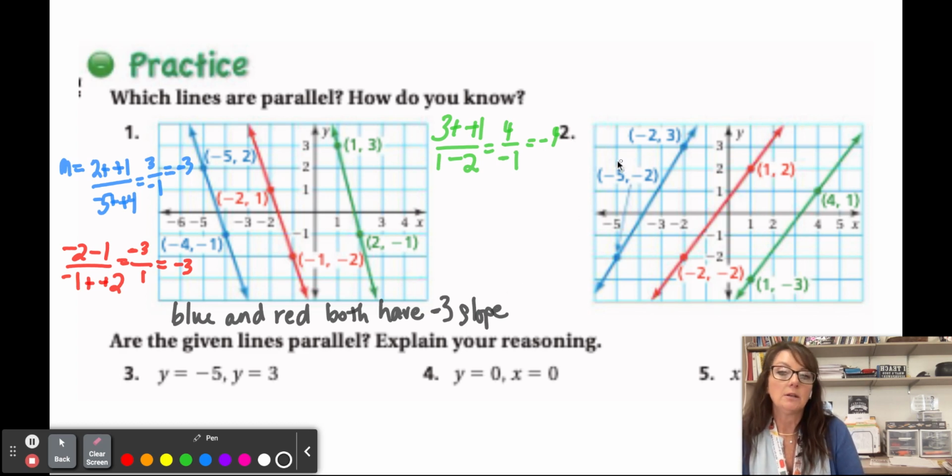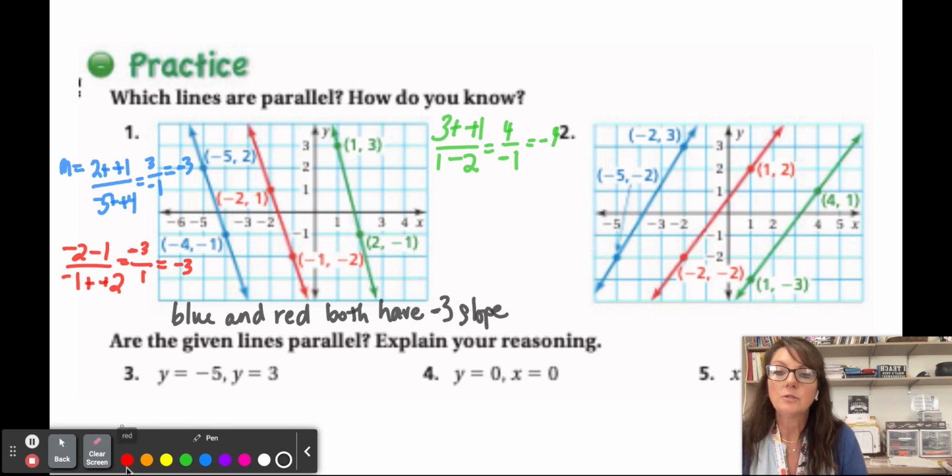So I'm going to pause the video here and let you do problem number 2 and find out which lines are parallel. You might want to calculate the slope of all of those. All right.